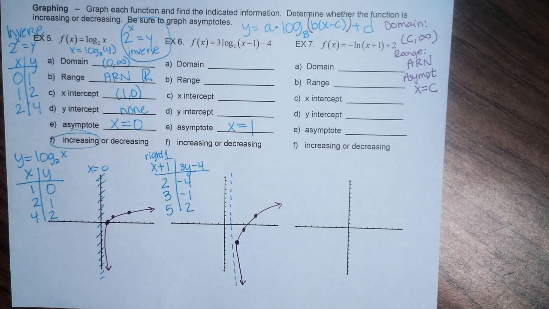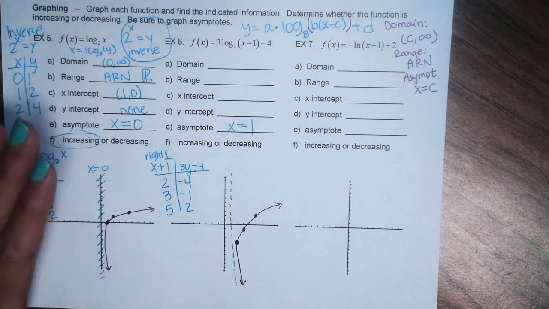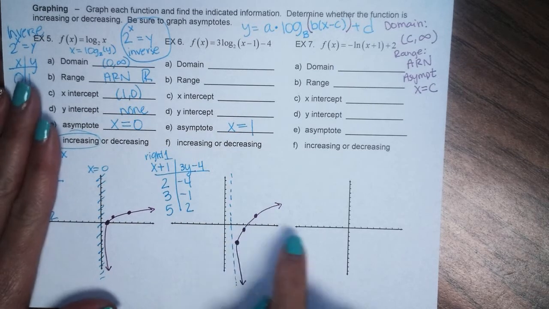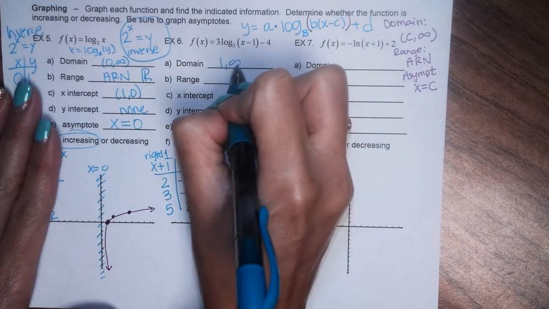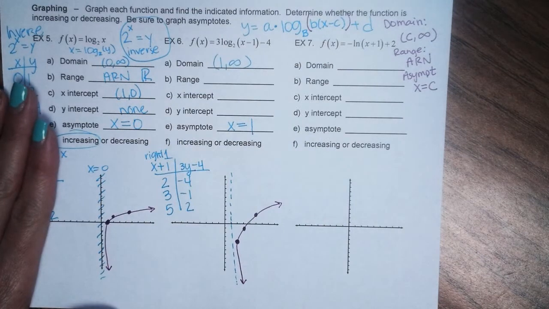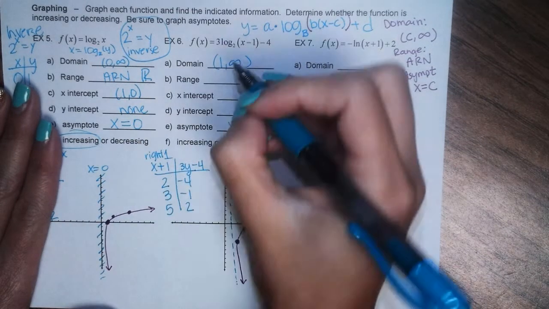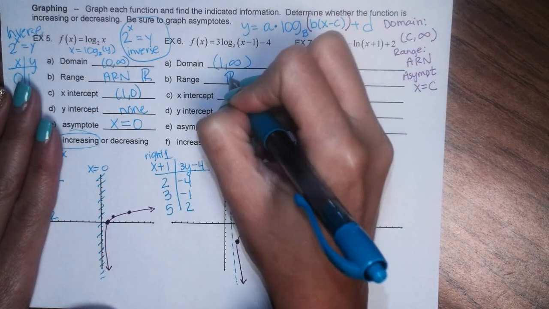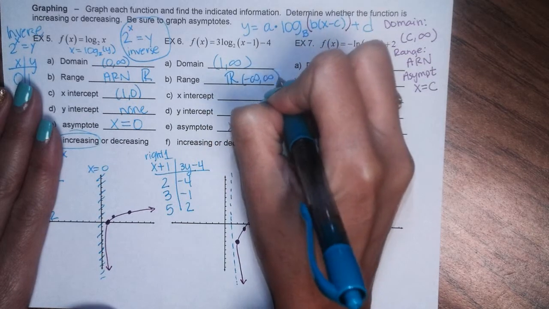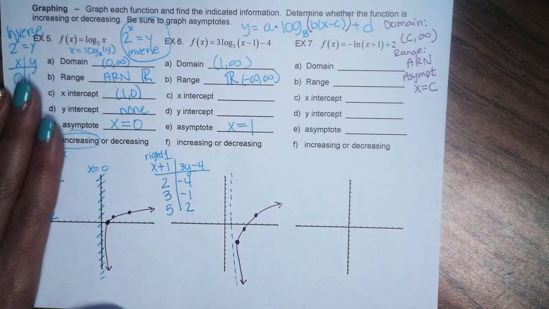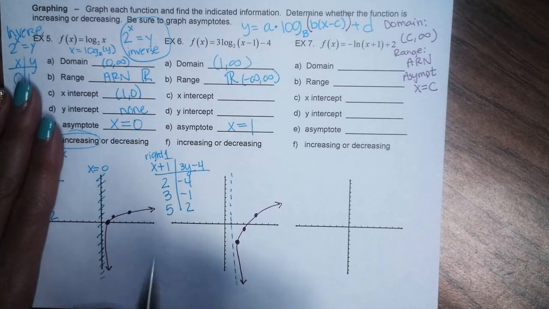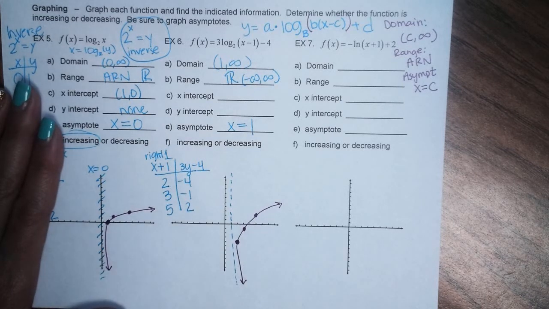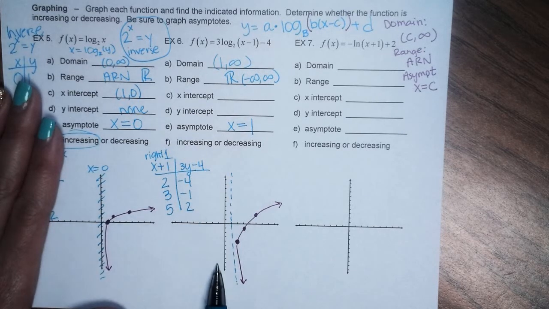Now, based on your graph, you can find the information here. The x values go from 1 to infinity again. Don't include the 1. The y values is always all real numbers. Oh, I guess I should put negative infinity to infinity. It doesn't matter. The x and y intercepts, we're going to have to actually find them out, although there is no y-intercept because it never crosses the y-axis again.